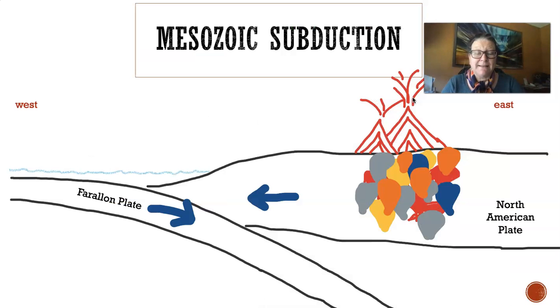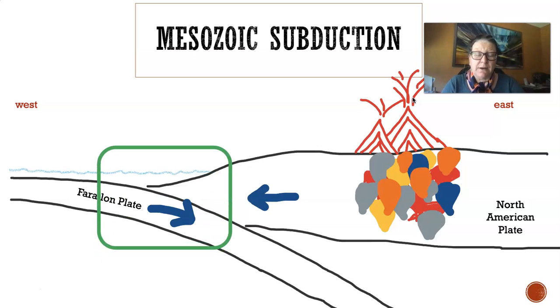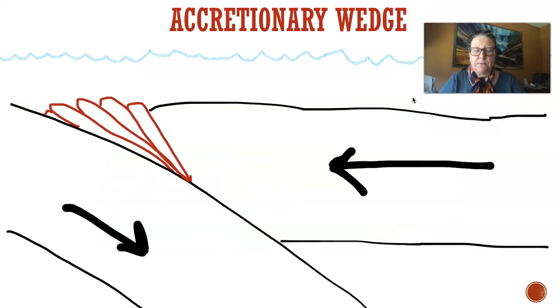So we're going to go back to the same picture we've looked at before of Mesozoic subduction. And we're going to zoom in on what's going on at the subduction zone interface, where the trenches, where those two plates are colliding. And one thing that's occurring is the formation of an accretionary wedge.